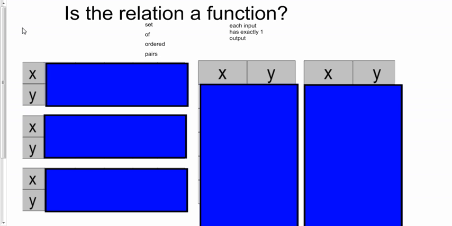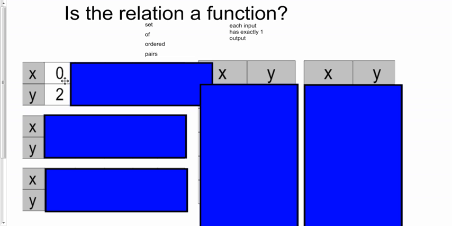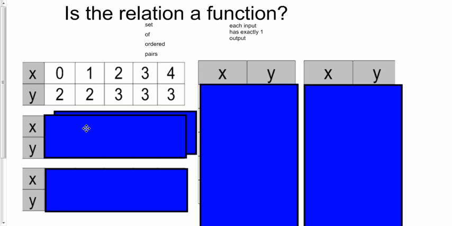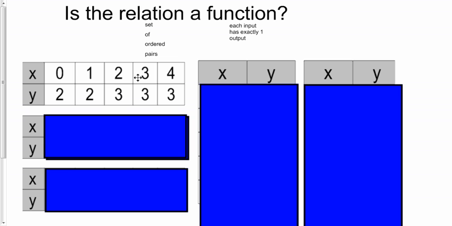Is the following set of relations a function? So let's take a look at this. When I put 0 in, I get 2. When I put in 1, I get 2. When I put in 2, I get 3. When I input 3, I get a 3, and 4, I get a 3.